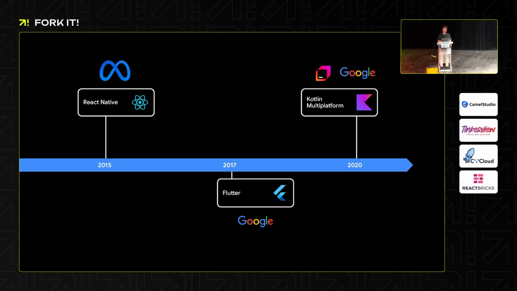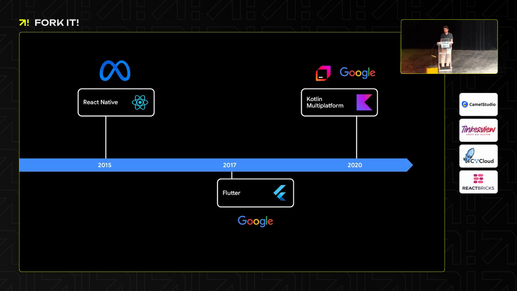React Native, the first release of React Native is in 2015, and it's backed by Meta. It was Facebook back then. And in 2017, we have Flutter from Google, the first release. So it's the second generation, let's say, of cross-platform frameworks.